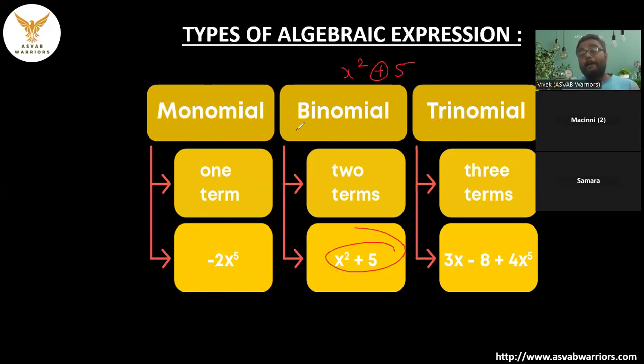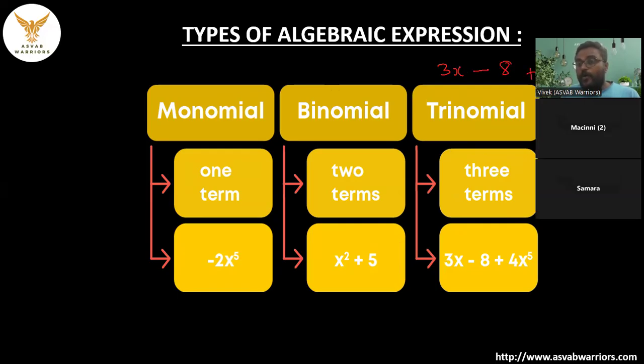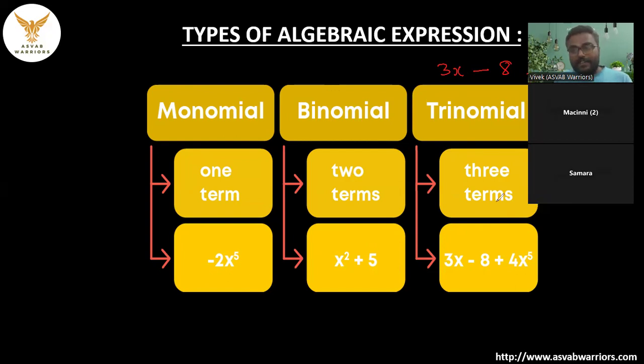Now, binomial, if you observe carefully, is x square plus 5. It is separated by a positive sign, or an addition. So x square is one term, 5 is another term. Two terms is a binomial. Now, if you observe this, three terms, trinomial. 3x is one term, minus 8 is another, plus 4x to the power 5 is the third.